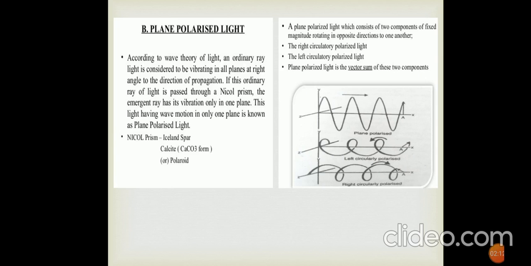So next, the second part: plane polarized light. What exactly is plane polarized light? According to the wave theory of light, an ordinary ray of light is considered to be vibrating in all planes at right angles to the direction of propagation. If this ordinary ray of light is passed through a nicol prism, which is located in this instrument, the emergent ray has its vibration only in one plane. This light having wave motion in only one plane is known as plane polarized light.